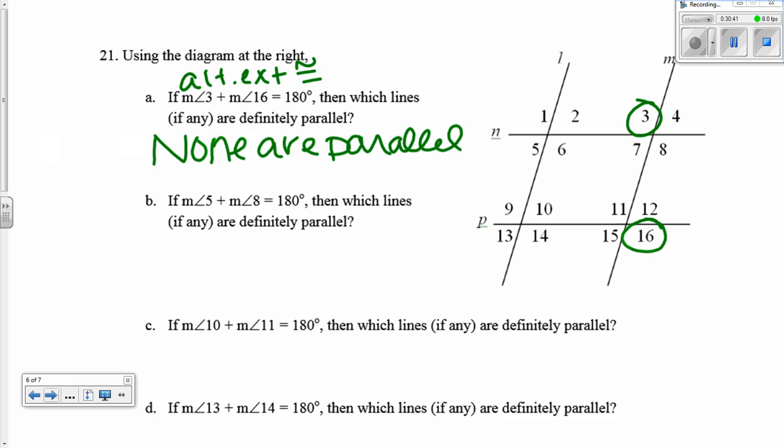All right, so 5 and 8. Well, using my vertical angles, I know that 5 is congruent to 2, 8 is congruent to 3, which means that this is technically using our same side interior. And since same side interior is supposed to add up to 180, this is telling me that line L is parallel to line M.